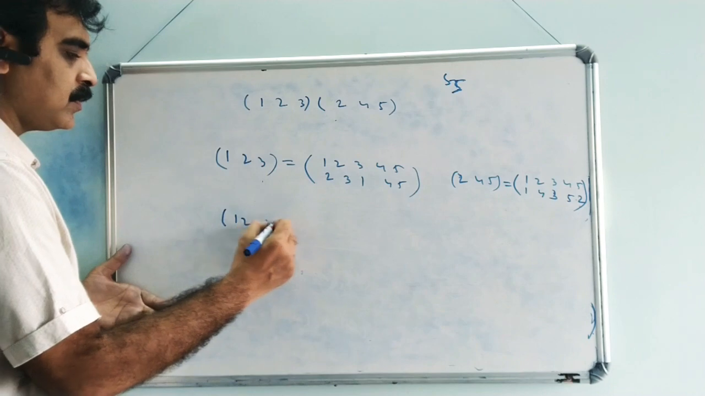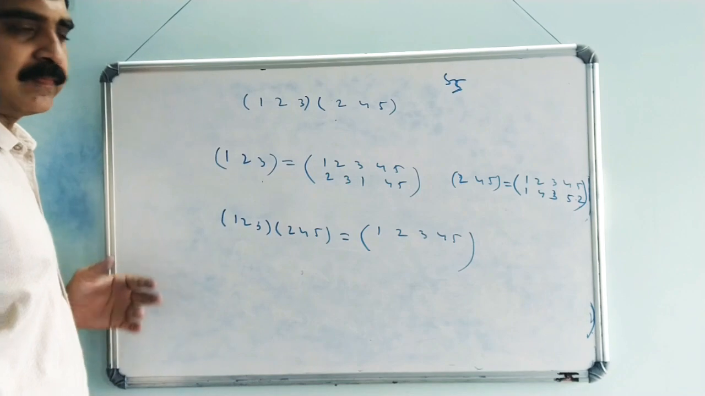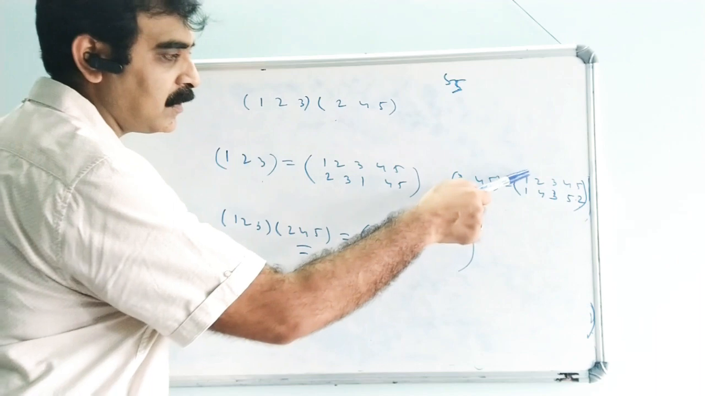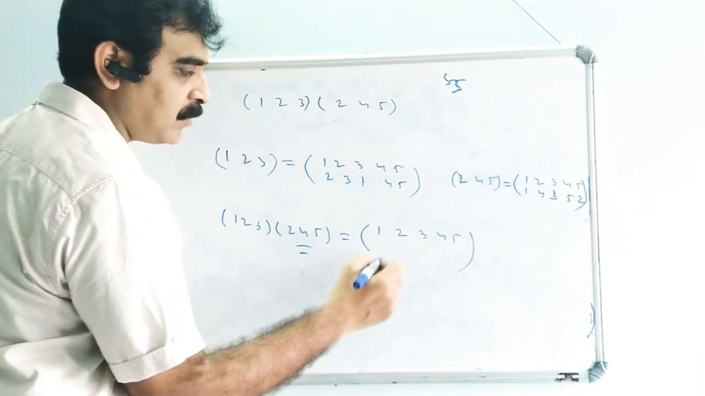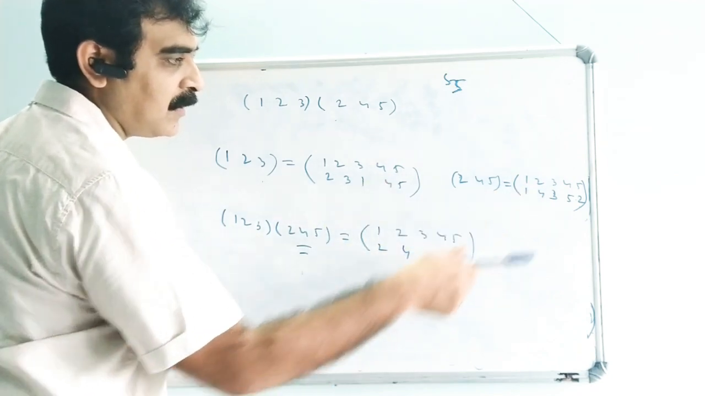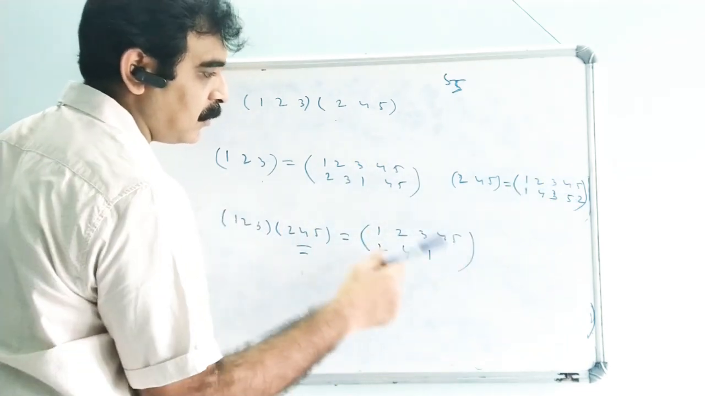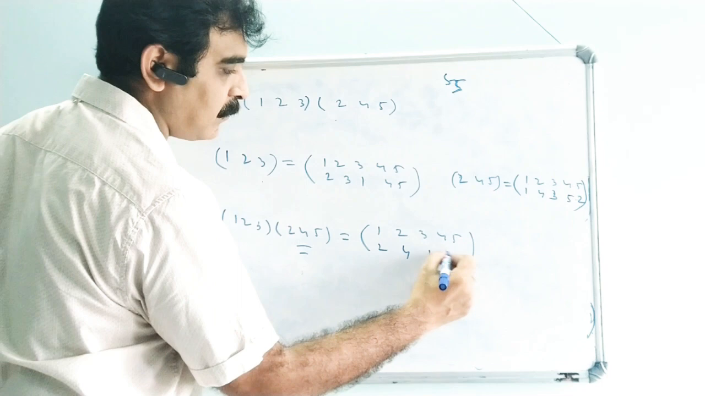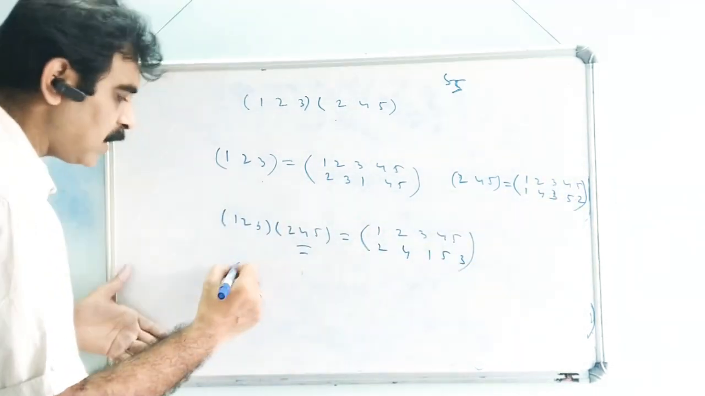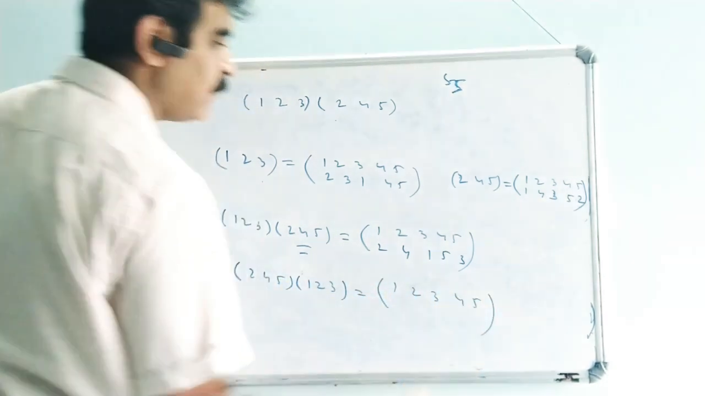Now we calculate (1 2 3)(2 4 5) first. Since we have written (2 4 5) in the second position, we think from here: the image of 1 is 1, and then the image of 1 is 2; the image of 2 is 4, and the image of 4 is 4; the image of 3 is 3, and the image of 3 here is 1; 4 comes to 5, 5 comes to 5; 5 comes to 2, and 2 comes to 3. If we calculate this, we get the result.